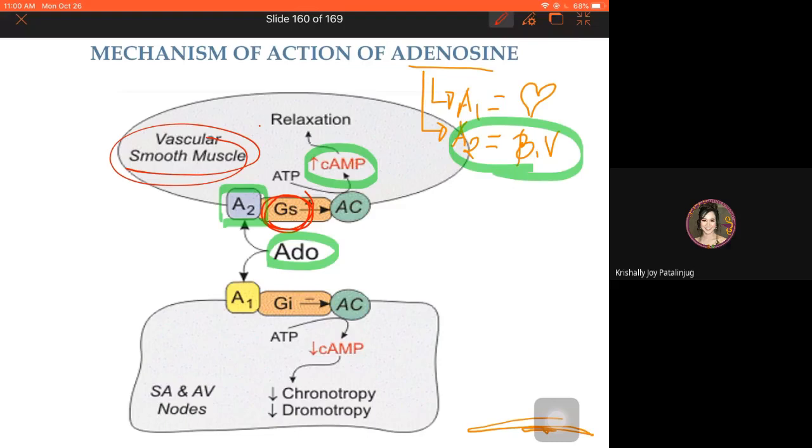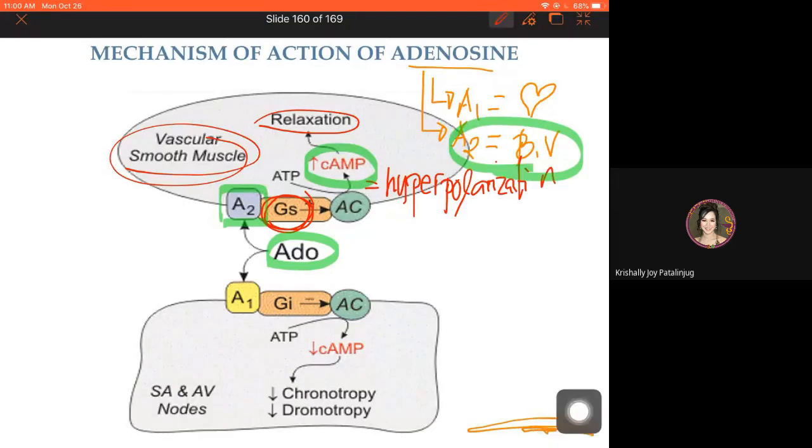Take note, with adenosine, it can cause hyperpolarization. Okay? Pag may enhanced cAMP levels with the activation of adenosine 2 receptors sa vascular smooth muscle, nagkakaroon ng hyperpolarization of the vascular smooth muscles. Now, based on your learning before, when there is hyperpolarization, what do you expect? Less positive or more positive ang blood vessels? Less positive.